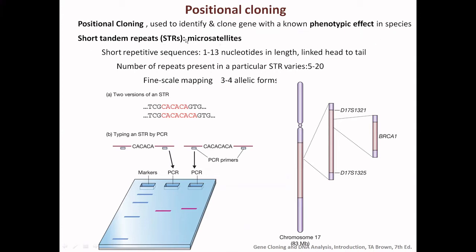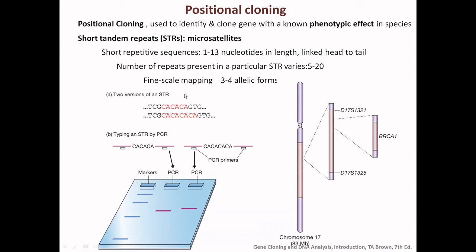One is the short tandem repeats, or the microsatellites. These are repeats of 1 to 13 nucleotides in length, linked head to tail. Previously it was 2 to 5; STRs are 1 to 13 nucleotides. The number of unit repeats is 5 to 10. So we have two things: one is the unit repeat, and the second one is the total number of units.